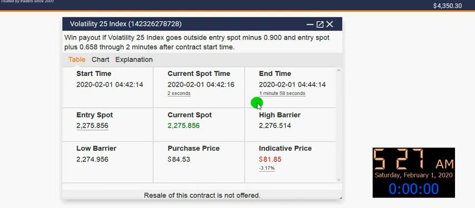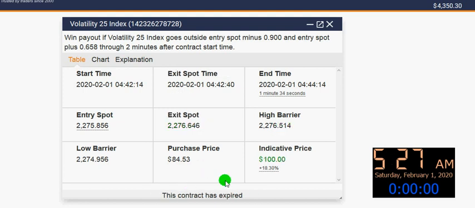So we have to wait. What this means is these are entry spots. If this indicator, this is the current spot, if it goes below this, we'll make profit, and if it goes higher than the entry spot, we'll also make profit. So it's in 276221 now. If it is in, you can see it's already going higher. It's close to the higher barrier.